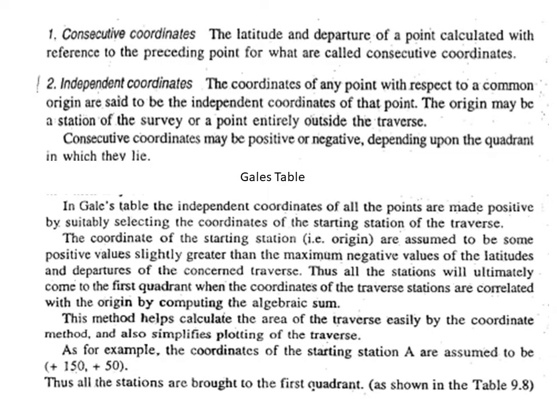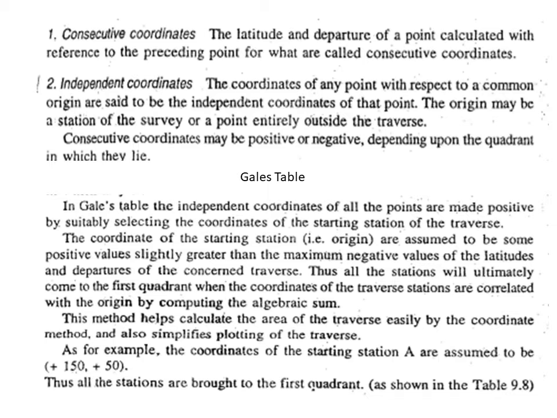So friends, in this slide we are going to see what is the definition of consecutive coordinate, what is the independent coordinate, and how the Gales table is to be prepared. The consecutive coordinates are calculated by making use of latitude and departure of a point with reference to the preceding point. Similarly, the coordinates of any point with respect to a common origin are said to be the independent coordinates of that point. The origin may be a station of the survey or a point entirely outside the traverse.